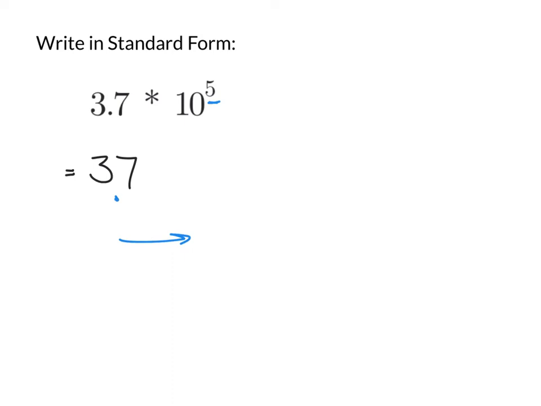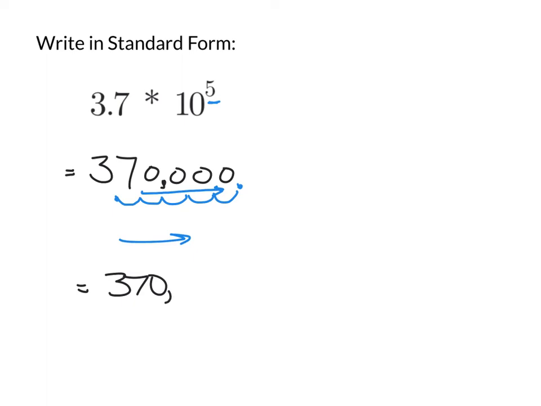Because as we see the number change from 3.7 to 37, that number is getting larger. So we're going to let this number get larger by moving the decimal point to the right 5 places. So there's 1 place, 2, 3, 4, 5. This is where my decimal point is going to end. We need to fill in that space from after the 7 all the way down to that decimal point with zeros. Then it's customary to put a comma every 3 digits in a large number. So to clean this up, this would be 370,000.